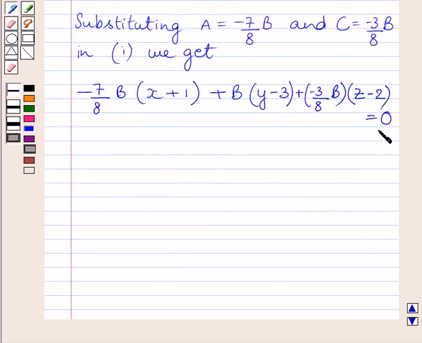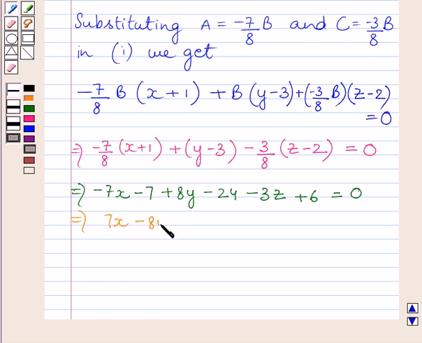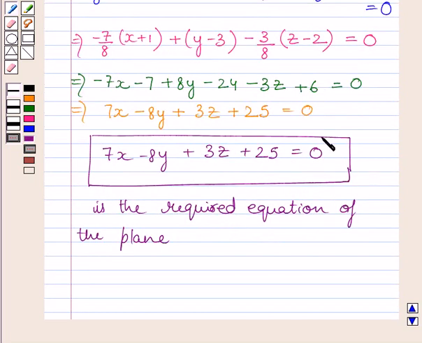Now dividing both the sides of this equation by B, we get minus 7 upon 8 multiplied by x plus 1 plus y minus 3 minus 3 upon 8 multiplied by z minus 2 is equal to 0. Now this further implies minus 7x minus 7 plus 8y minus 24 minus 3z plus 6 is equal to 0. Solving the brackets and adding the terms by taking their LCM, we get this equation. Now, solving the like terms, we get 7x minus 8y plus 3z plus 25 is equal to 0. So, this is the required equation of the plane.